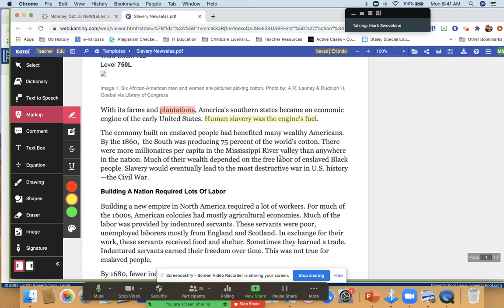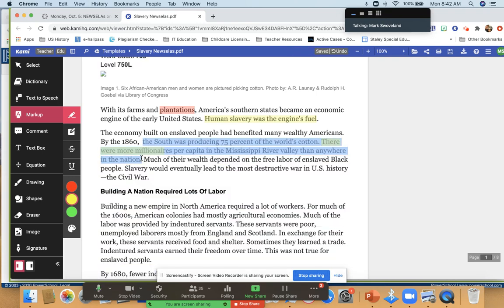The economy built on enslaved people had benefited many wealthy Americans. By 1860, the South was producing 75% of the world's cotton. There were more millionaires per capita in the Mississippi River Valley than anywhere in the nation. So let's read that sentence again. That's pretty crazy. By the 1860s, the South was producing 75% of the world's cotton. There were more millionaires per capita in the Mississippi River Valley than anywhere in the nation. Much of their wealth depended on the free labor of enslaved black people. Slavery would eventually lead to the most destructive war in U.S. history.